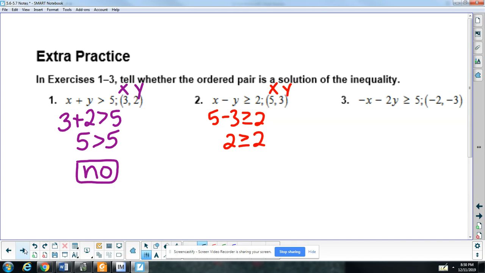So is 2 greater than or equal to 2? Some say yes and some say no. Those of you that say no, you feel like it has to satisfy both of these things. It has to be greater than and it has to be equal to. Well, that's not possible. It just needs to satisfy one. Is it greater than 2? No. But is 2 equal to 2? Yes. So since it is equal, this would be a yes. 5, 3 is the solution.